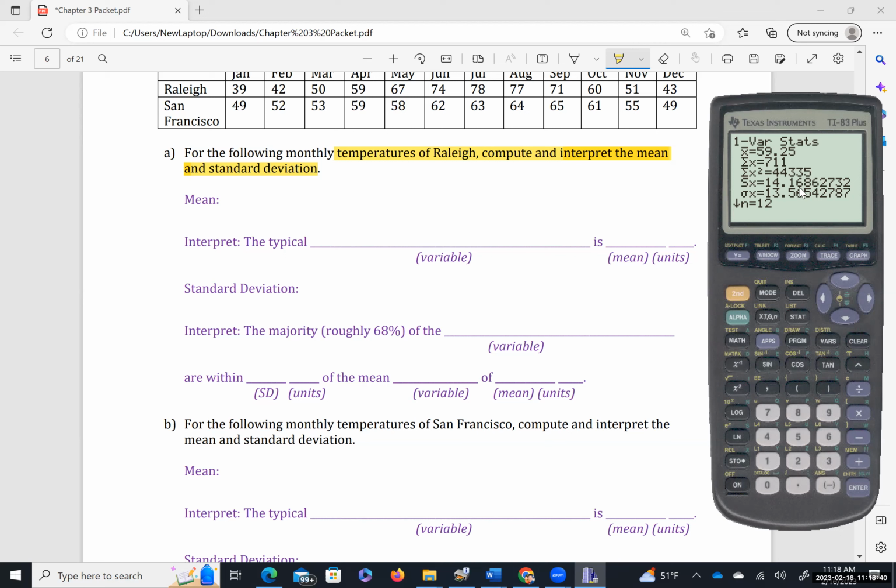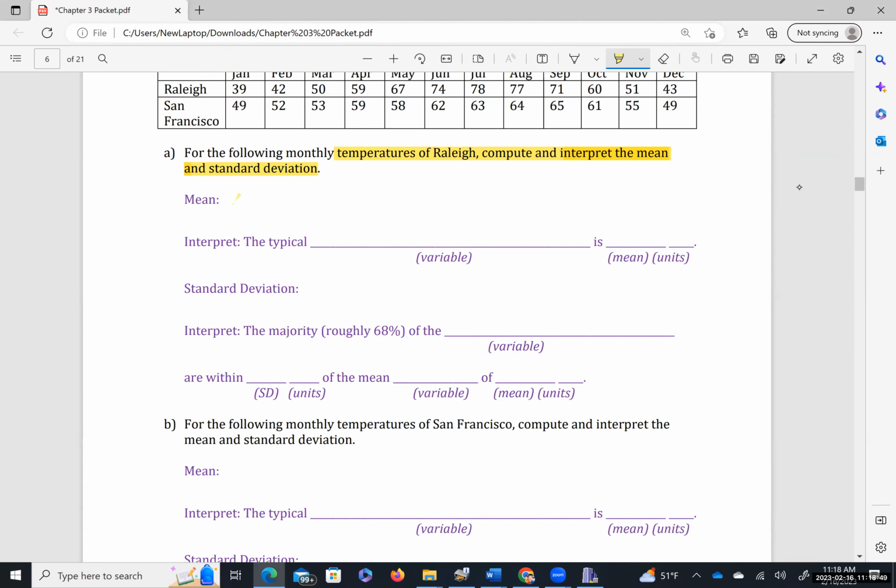So I'm gonna write down in here, I will say 59.25. Okay, that's x-bar, the sample mean. Now, to interpret, the typical temperature, right?